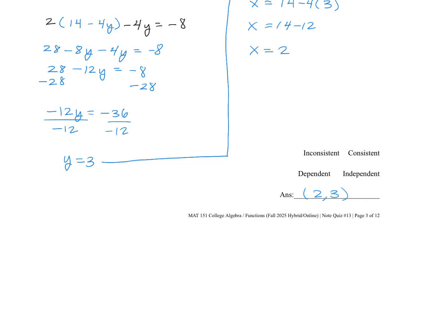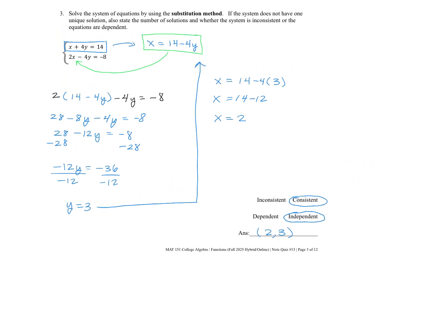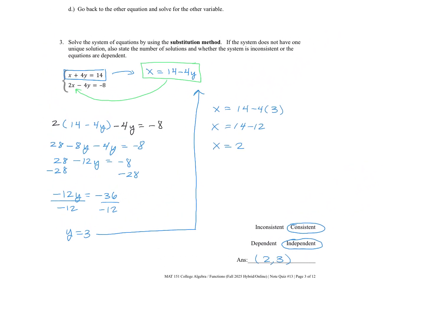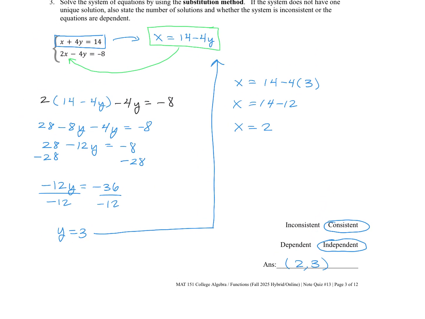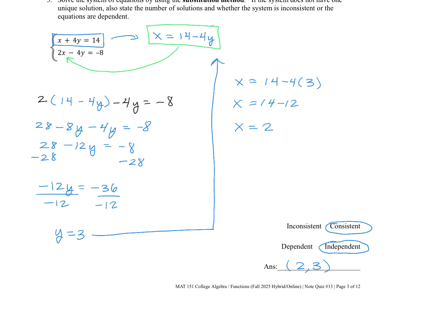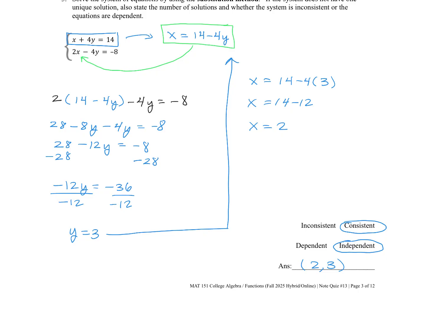And again, because we got a solution, we call it consistent, and we got one solution, so it's independent. All right, so that's the substitution method. Again, in summary, you pick the equation that has the easiest variable to isolate. In this case, it was the first one for x. You then solve for that variable and substitute into the other equation, solve to get the one variable, and then go back to get the other. So again, that is how we use substitution to solve a system.